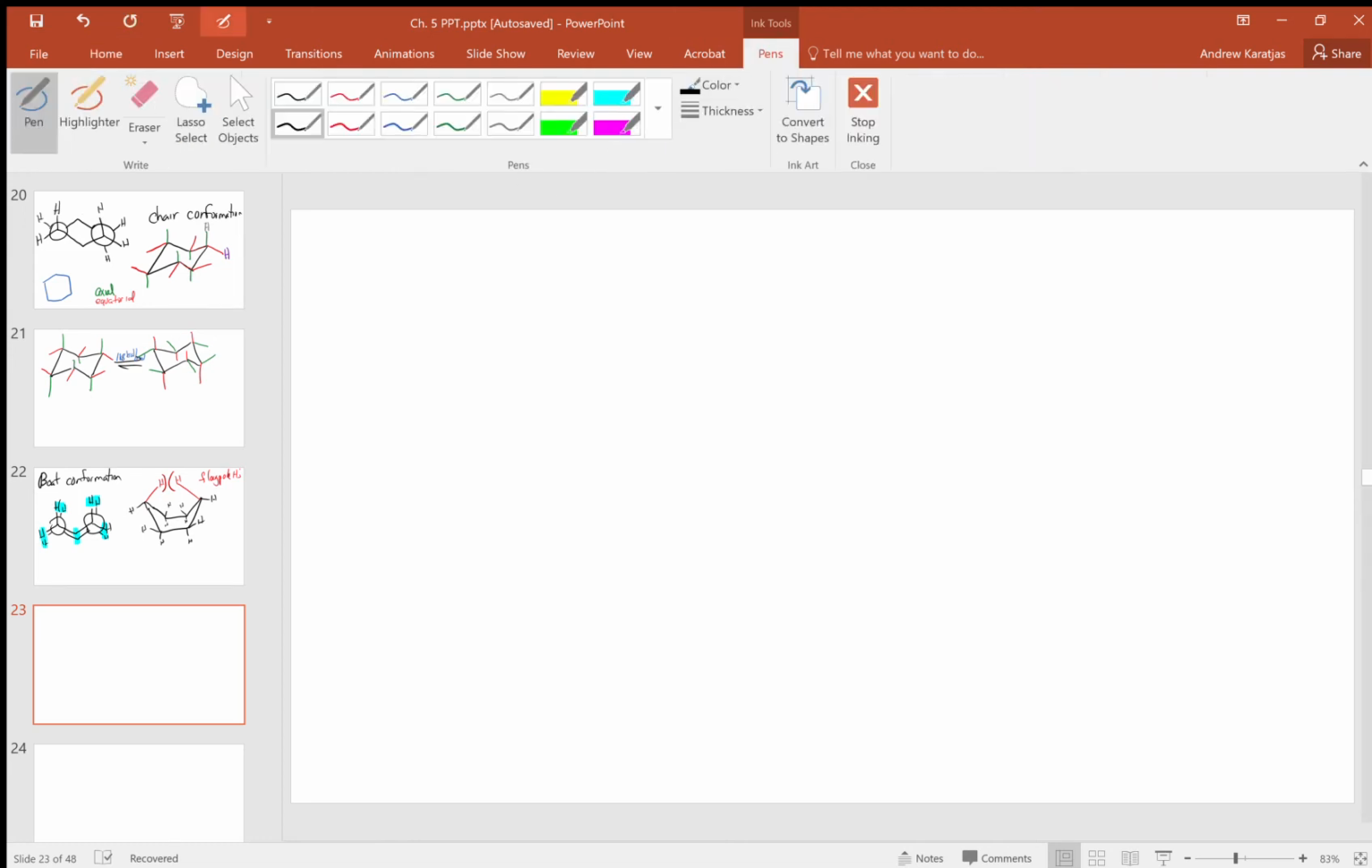So now what we want to consider is what happens when we start to put substituents on a cyclohexane ring. In some cases, those are going to be very small substituents, such as this first example with a methyl, or we'll look at much larger substituents as well. But basically the question is, does a substituent care whether it's in an axial or an equatorial position?